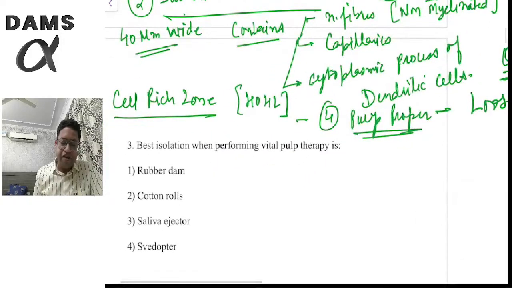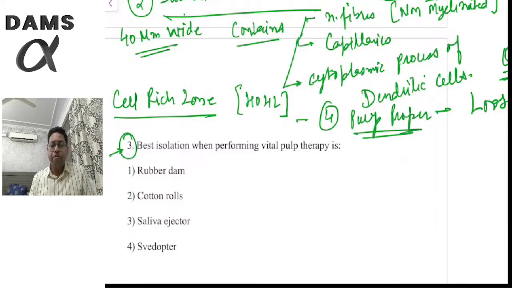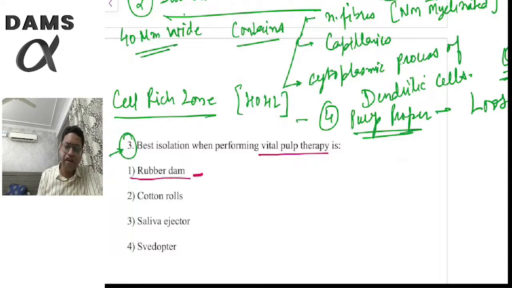Question number 3 as displayed onto your screens. The best isolation when performing vital pulp therapy is another straightforward question. Vital pulp therapy involves procedures like direct and indirect pulp capping and pulpotomy. Okay. Rubber dam, cotton rolls isolation, saliva ejector, or swab. There is no doubt about this that whatever clinical procedure we are doing, rubber dam isolation, option A, would be the answer, as it is the best method of isolation for anything. Saliva ejectors and cotton rolls are all accessory methods.